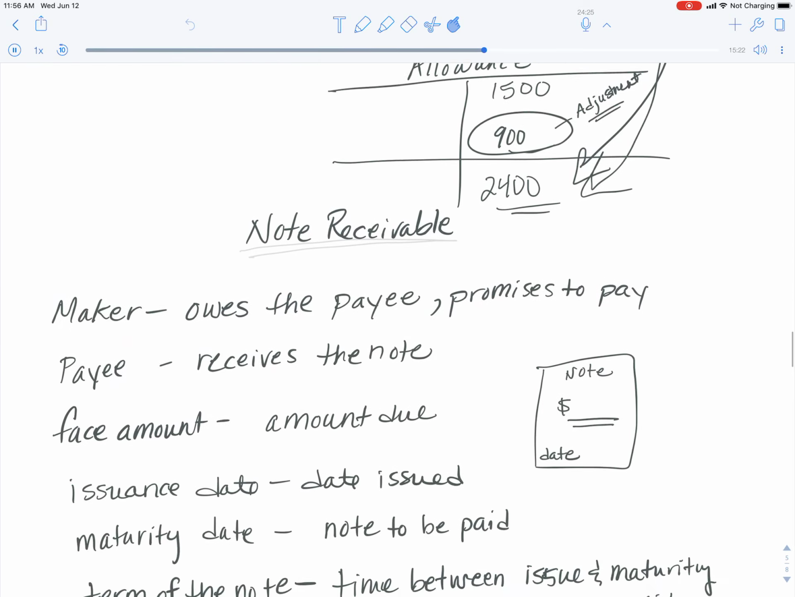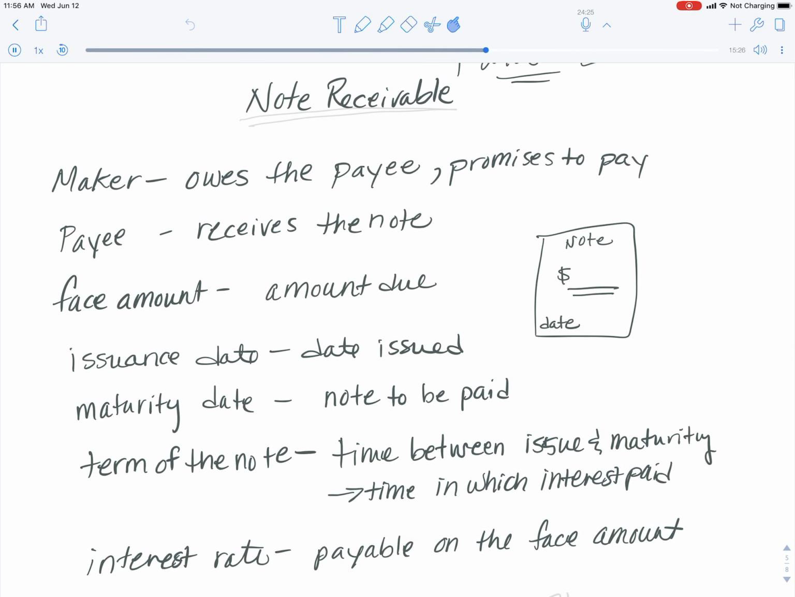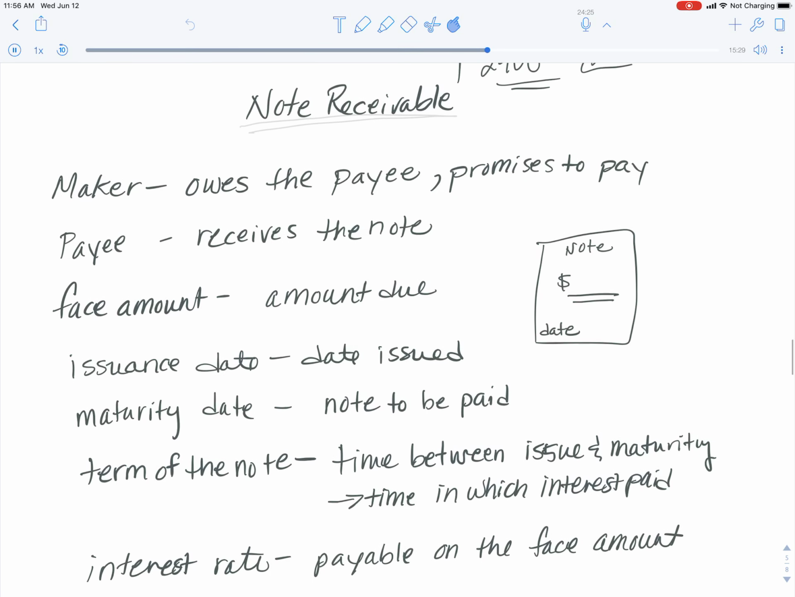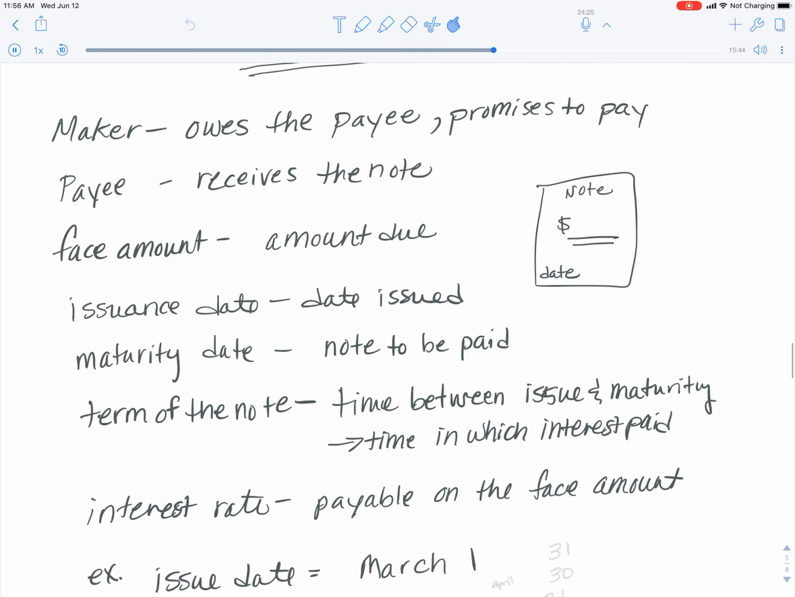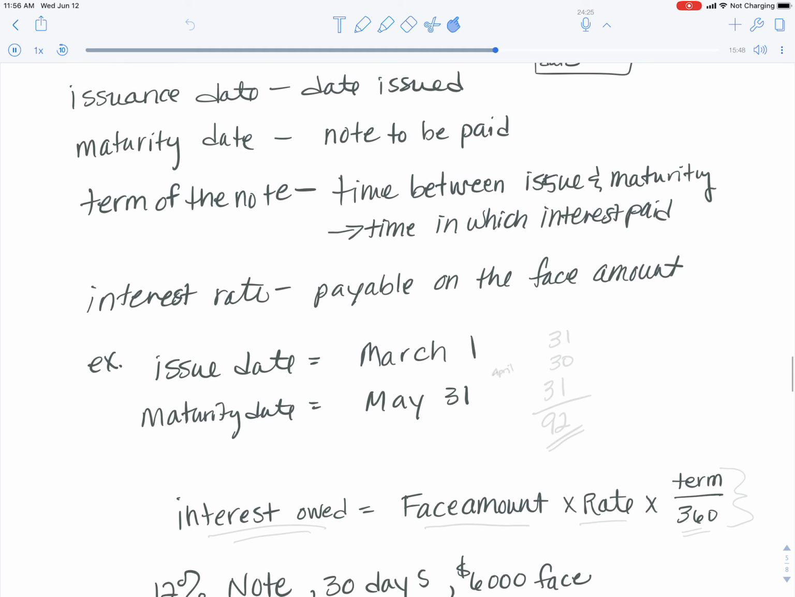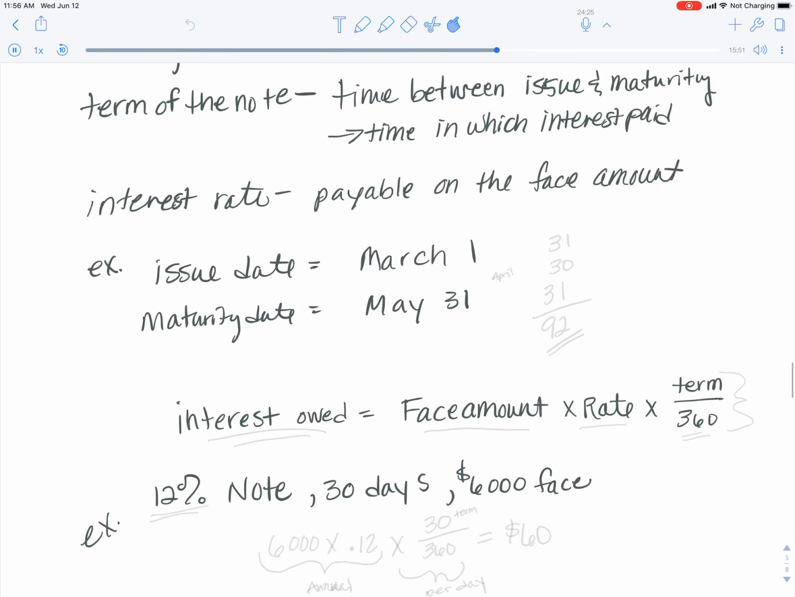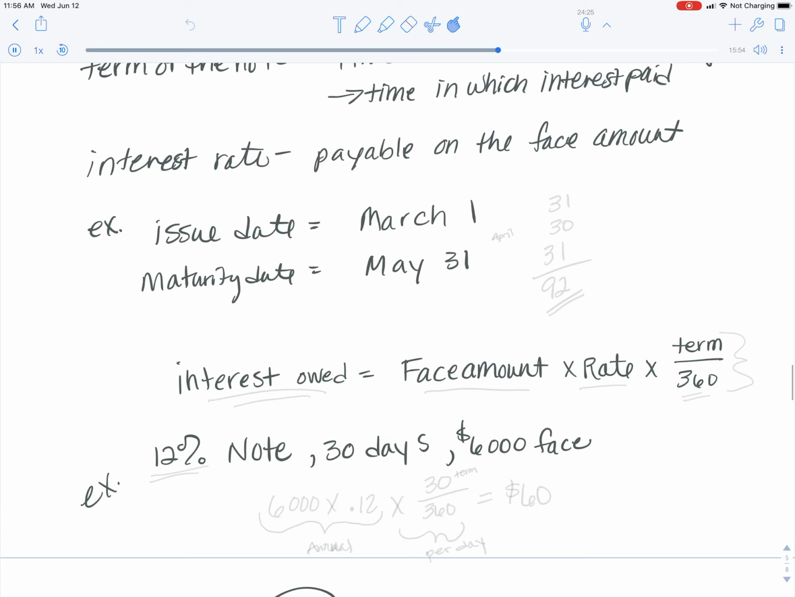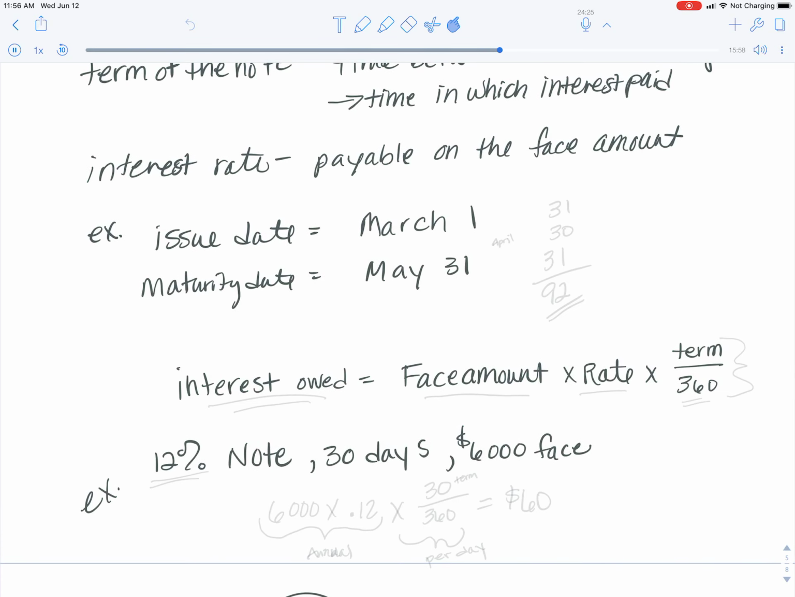Now let's move on to notes receivable. All of this is in your book. I just wanted to make sure that you know all of the different terminologies related to notes receivable. Notes receivable are like accounts receivable in that our customers owe us, but we're going to let them take more time to pay us. So you need to know what a maker is, the payee, face amount, issue date, maturity date, what the term of the note means, and what the interest rate is. And then we will use this information to make journal entries, so do make sure you read over that.